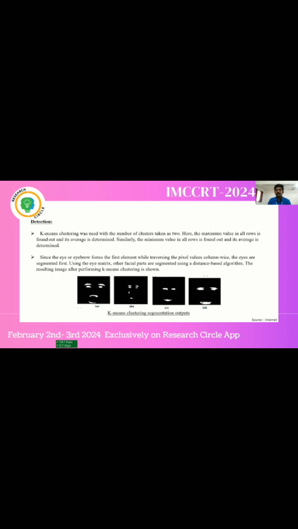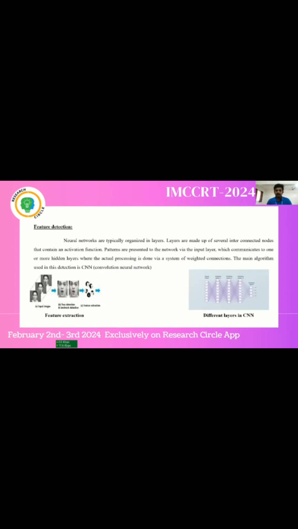Since the eyebrows form their first elements while they're treating the pixel value column-wise, the eyes are segmented first using their eye matrix. Other functions of segmentation use a distance-based algorithm, and the resulting k-means clusters for the example image are shown in the image below.